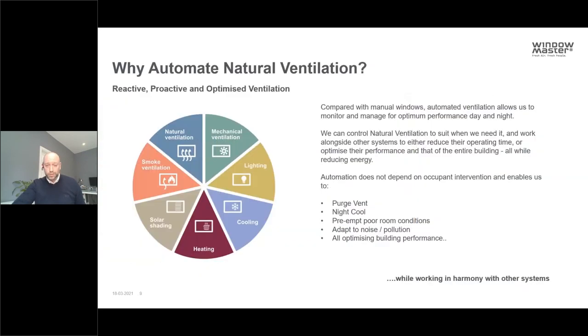Which brings us to, of course, our discussions today. So why would we want to automate that natural ventilation? If we compare it with just having manual windows, automated ventilation really helps us to squeeze the best out of the building performance. It allows us to monitor the spaces, and of course, if we can monitor them, we can manage them with the right automation, and we can conduct routines during the day and during the night without depending on people to open and close those windows.